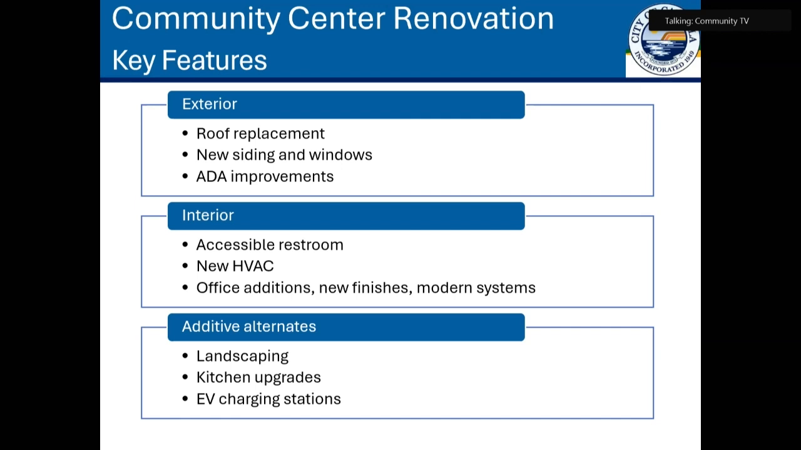Office additions to make it better for our community services and recreation department to function, and modern systems for the public to use that space. And then we split up some additive alternatives for bidding purposes for the project, just because the bidding environment has been very wild lately. And so we wanted to make sure that when we bid this project, we had a project we could afford to construct.